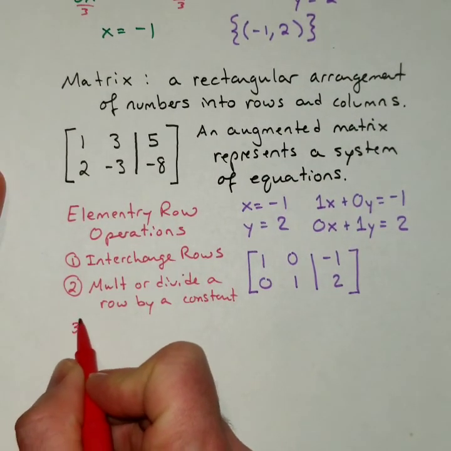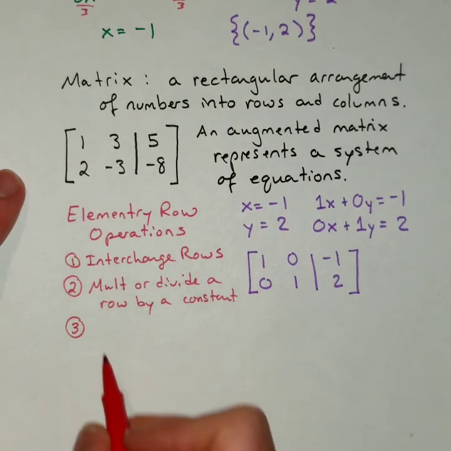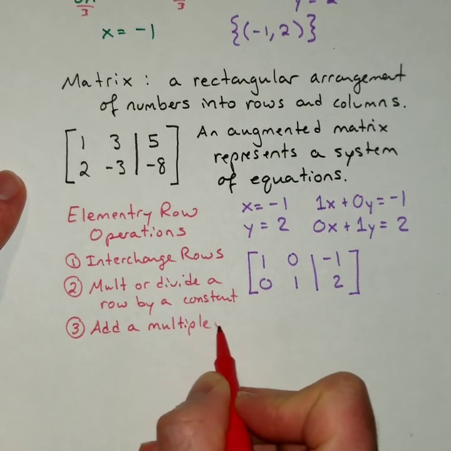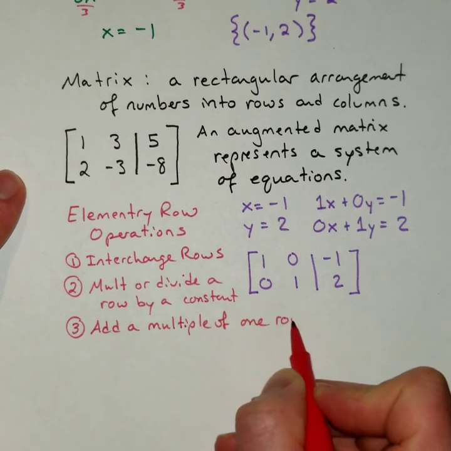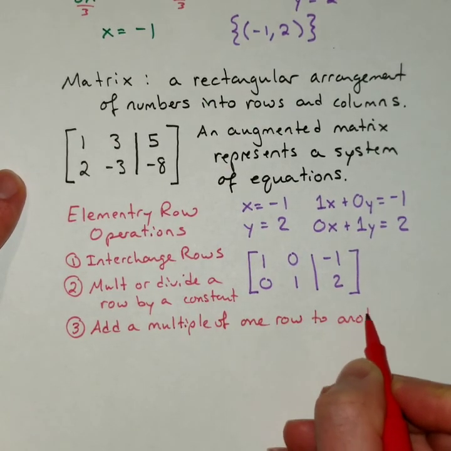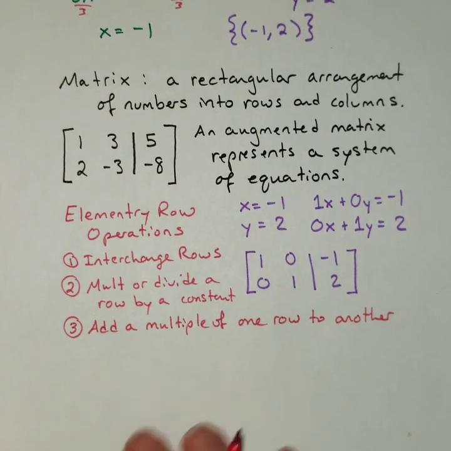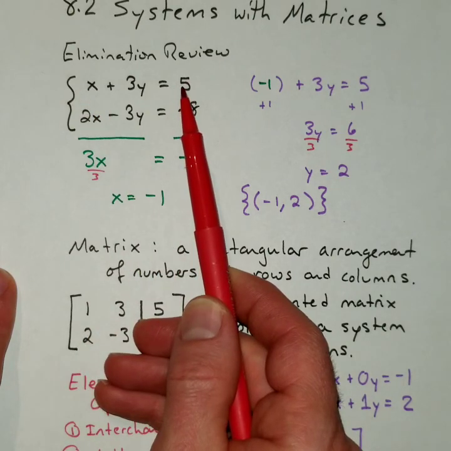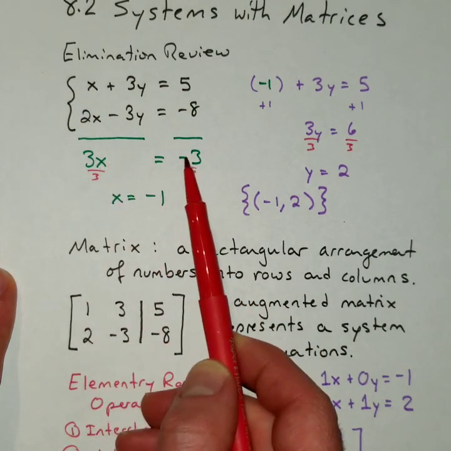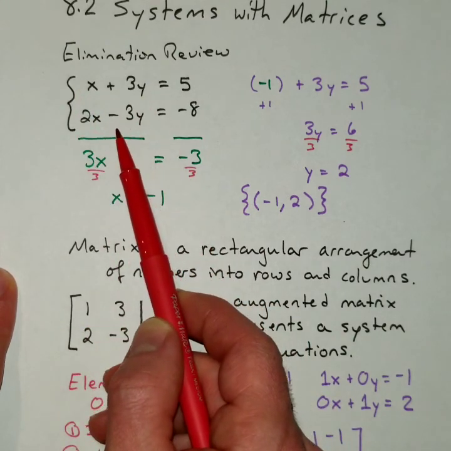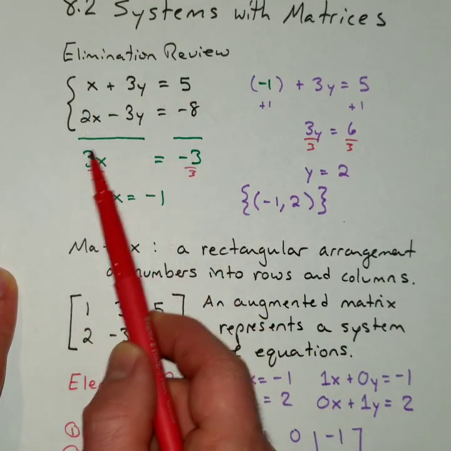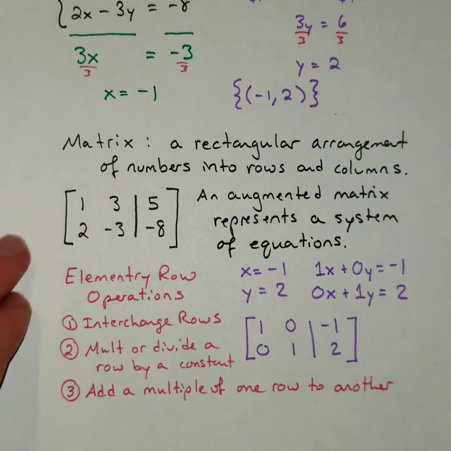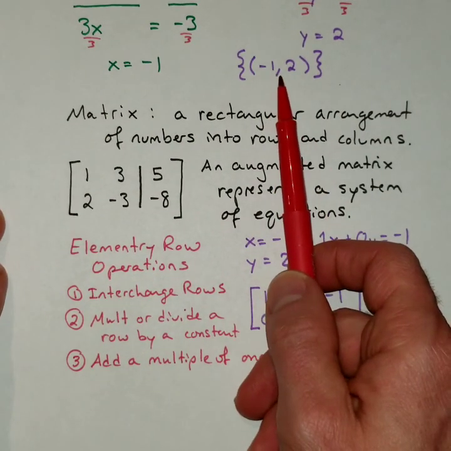And then the third type of elementary row operation is to add a multiple of one row to another. Okay, so add a multiple of one row to another. That's essentially what we do in the elimination method, is you multiply a row by a number and then add it to another row to get a new row. Here I didn't have to do the multiplication step. I just added the two rows together to get a new row or a new equation. So every time you get a new row, you get a new equation that still has the same solution as the original system.